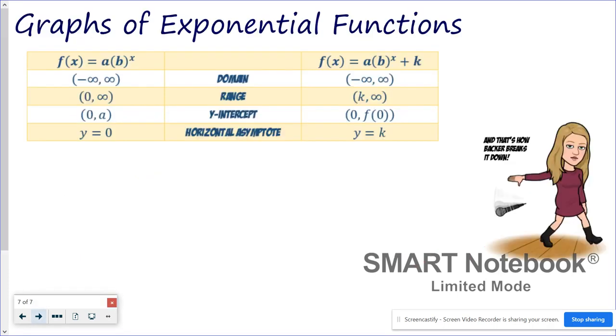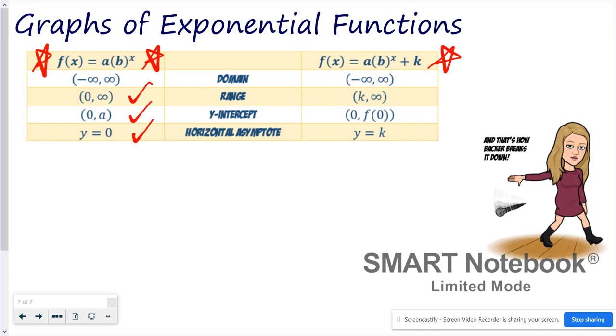To summarize everything here, basically we had a typical exponential function with no vertical shift, and then we have one with the vertical shift. No matter what, the domain is all real numbers. What changes is anything that has a y value: the range, the y-intercept, and the horizontal asymptote. In a typical exponential function, we have a range of 0 to infinity, a y-intercept of a, and a horizontal asymptote of y equals 0.